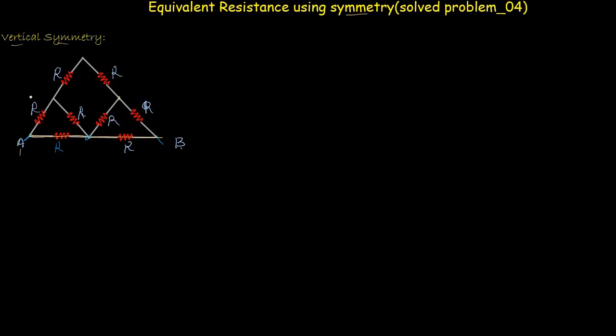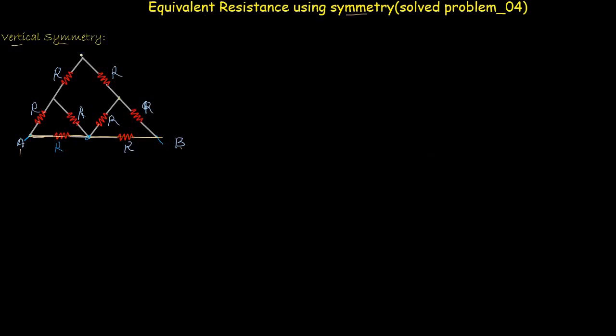Now if you look into this network and if you want to find out the horizontal symmetry in this circuit, you can see that there is no mirror image present of the upper side at the bottom, or of the bottom side on the upper side. So we can say that no horizontal symmetry exists in this network. So now we will be looking for the vertical symmetry in this network.